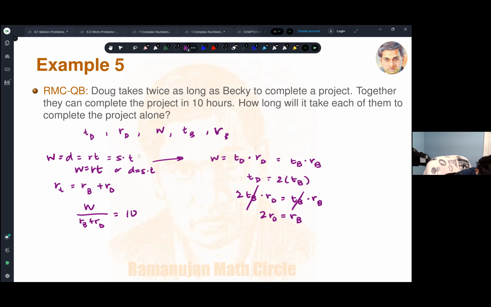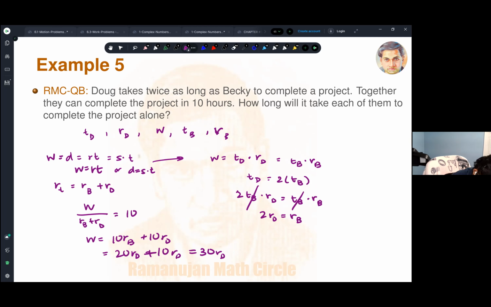Now what we're going to do is just multiply. First, let's multiply by RB plus RD on both sides. So W is equal to 10 RB plus 10 RD. So we're going to plug in RB is equal to 2 RD. So 20 RD plus 10 RD is equal to 30 RD.